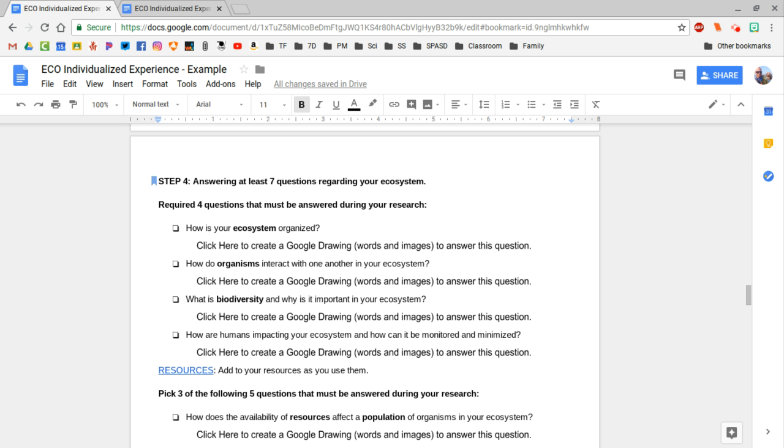Hopefully you don't have to go back and redo, or add to step 2 or 3, but a lot of questions to answer, creating a Google Draw for each with words and images.